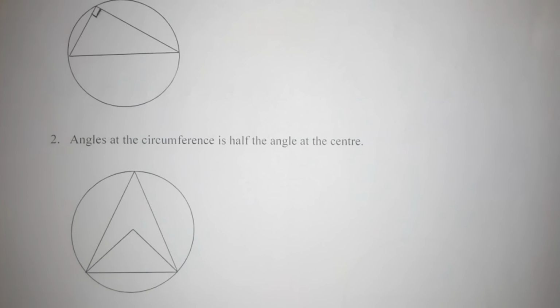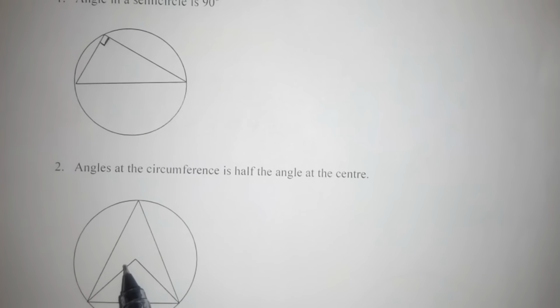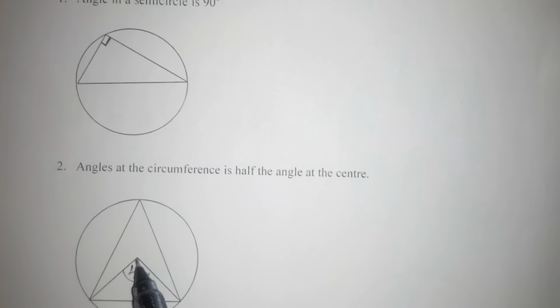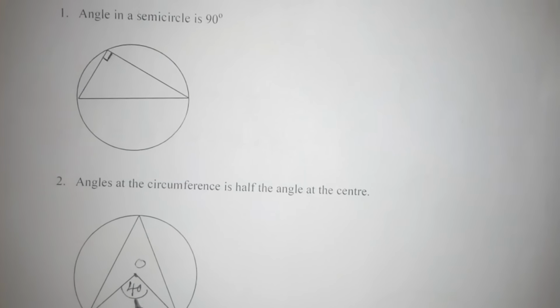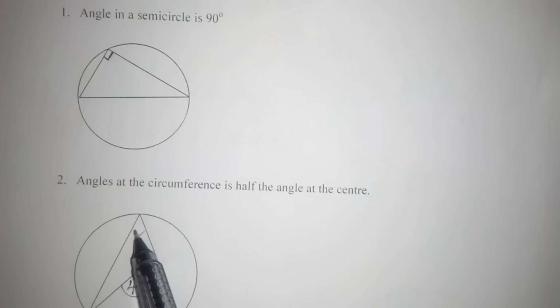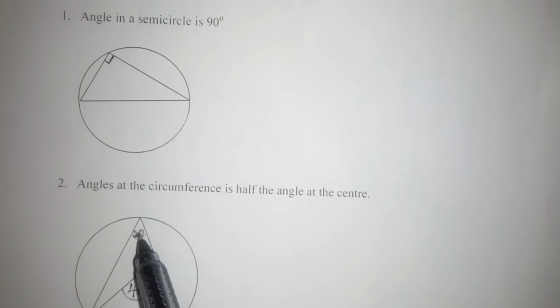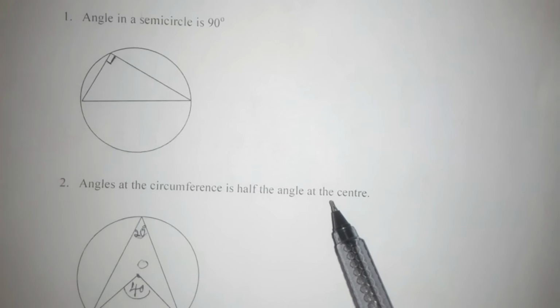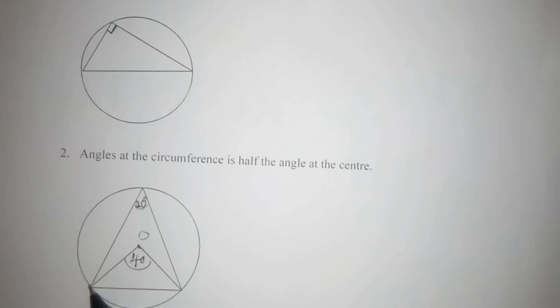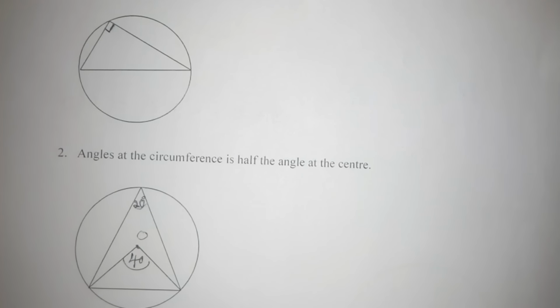Let's check this one. The angle at the circumference is half the angle at the center. What we mean here: if this angle at the center O is 40 degrees, then the one up here will be 20 degrees, and this one will also be 20 degrees. This is what the statement says, as long as they are coming from the same chord, with one going to the center and the other to the circumference. The one at the circumference is half of the one at the center. This is important.